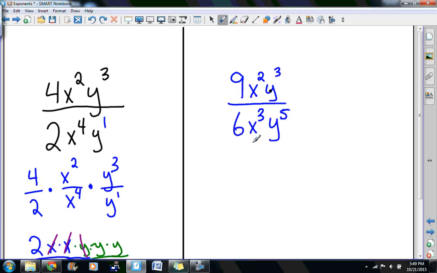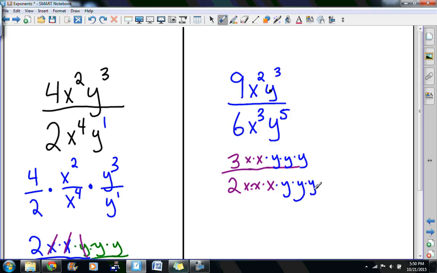For this problem, we end up getting 9 over 6 simplifies to 3 over 2. The top we get x times x. The bottom we get x times x times x. For the y's, we get y times y times y. And on the bottom we get 5 y's.